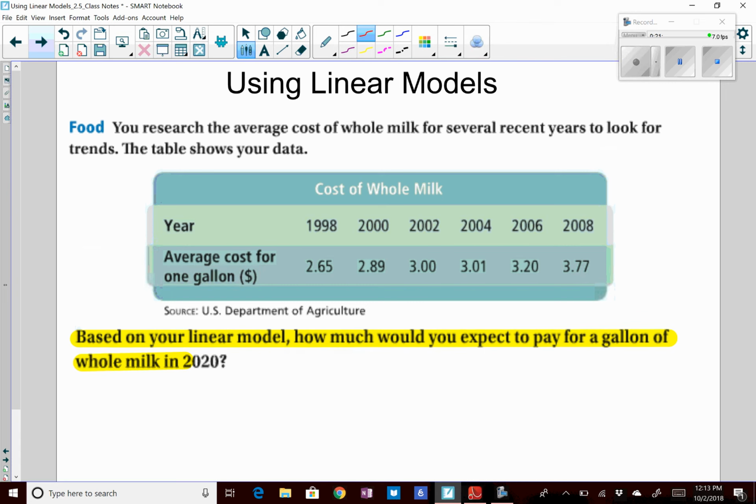Okay, here's another table of values. It's the average cost of milk for several years. The table shows the data, year, and average cost. So based on the linear model, how much would you expect to pay for a gallon of whole milk in 2020? So again, it's entering the data into the calculator, getting the scatter plot, putting the trend line in, and that will give you the equation. Then you'll be able to figure out what the price might be in 2020 by using that equation to make that prediction.